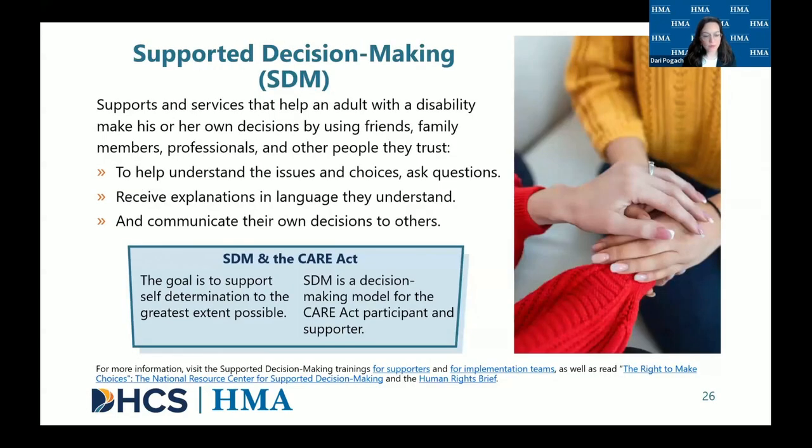We have a training in our library that really gets into supported decision-making. Briefly, supported decision-making is a framework. It's about the supports and services that help an adult with a disability make his or her own decisions by using family, friends, professionals, and other people they trust to help understand issues and choices and ask questions, receive explanations in language they understand, and communicate their own decisions to others.